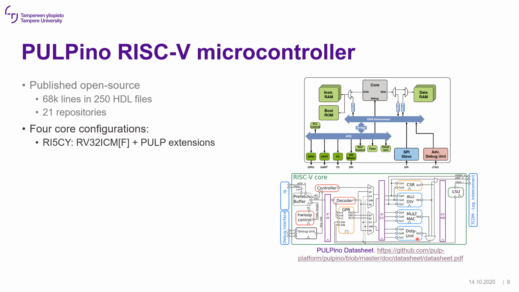The other two configurations are Zero-riscy, which is a 2-stage pipeline. So it leaves the extensions out and there's no support for the floating points. And then there's the smallest, Micro-riscy, which then even takes the 32 general purpose registers down to 16.